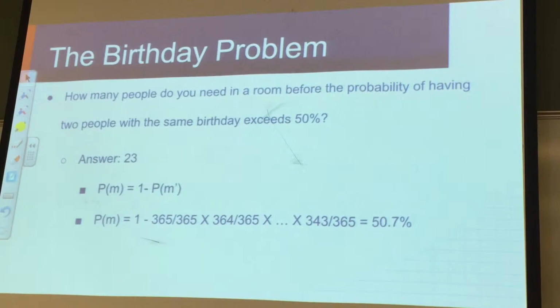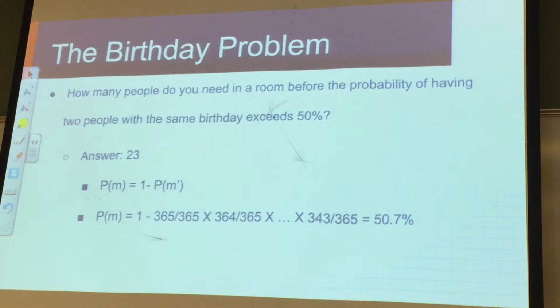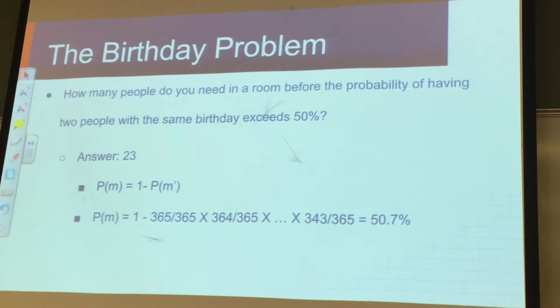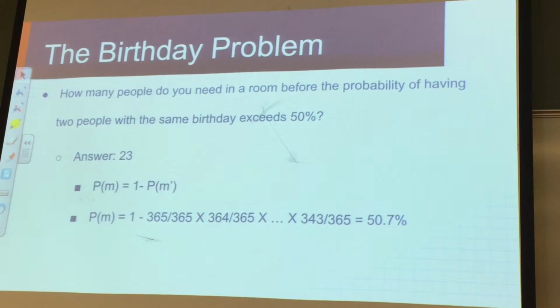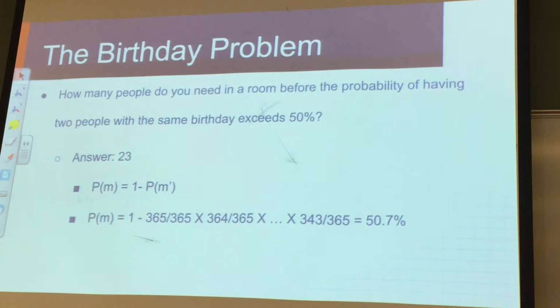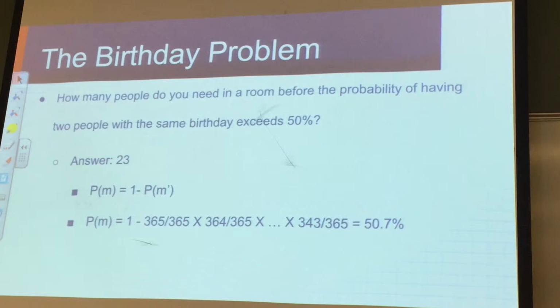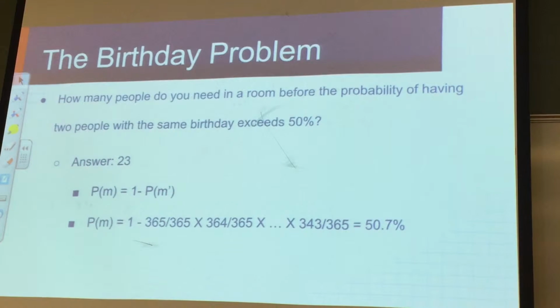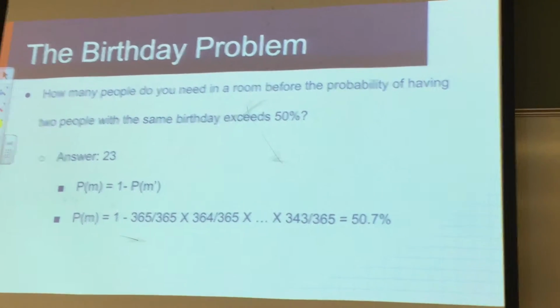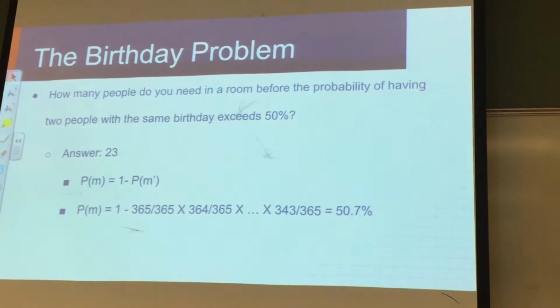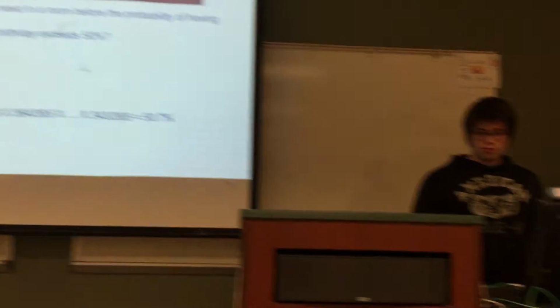So like I said, birthday attacks are derived from the birthday problem. And the birthday problem poses the question, how many people do you need in a room before the probability of having 2 people with the same birthday exceeds 50%? Most people would assume that it's going to be upwards of 180, more like 183, because that's just above half the amount of days in a year, which is 365. But in reality, it's only 23 people.